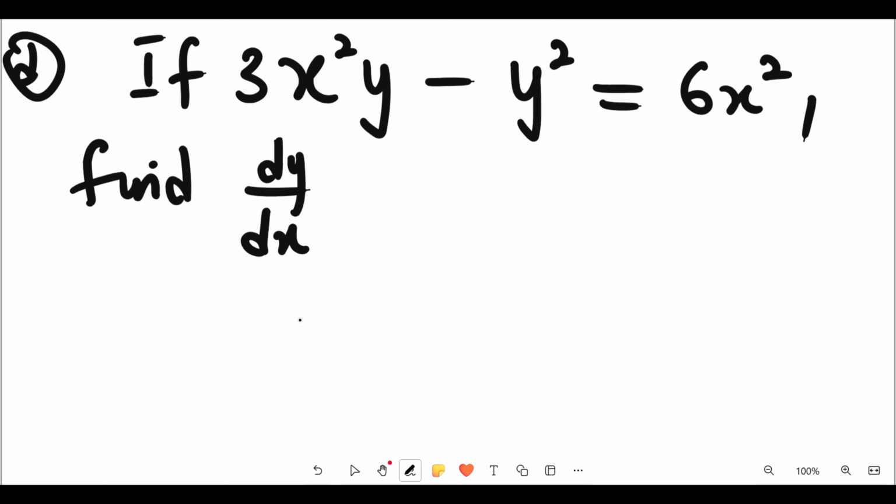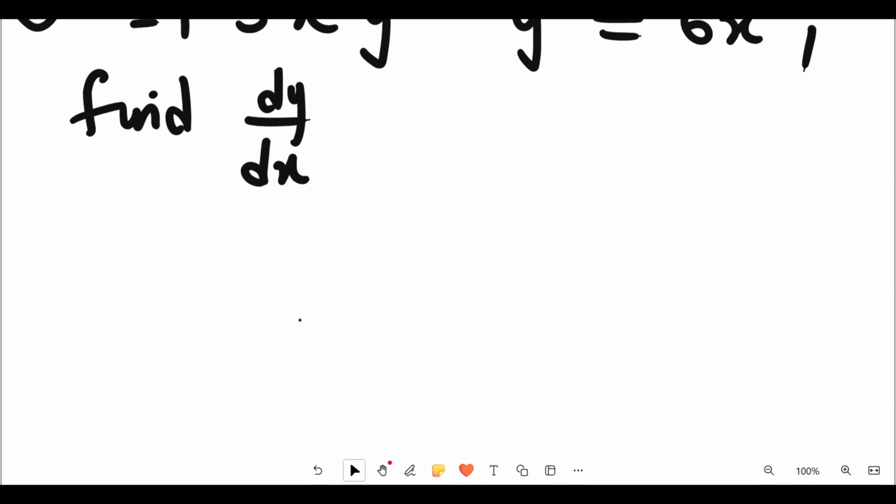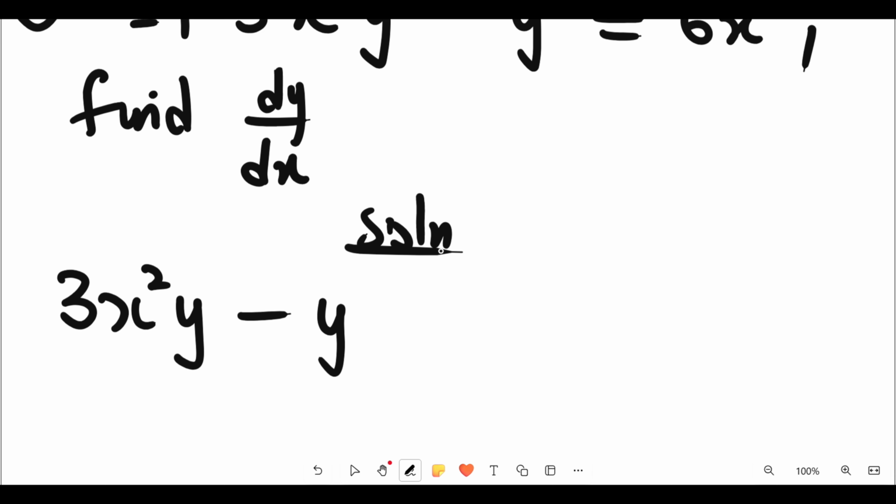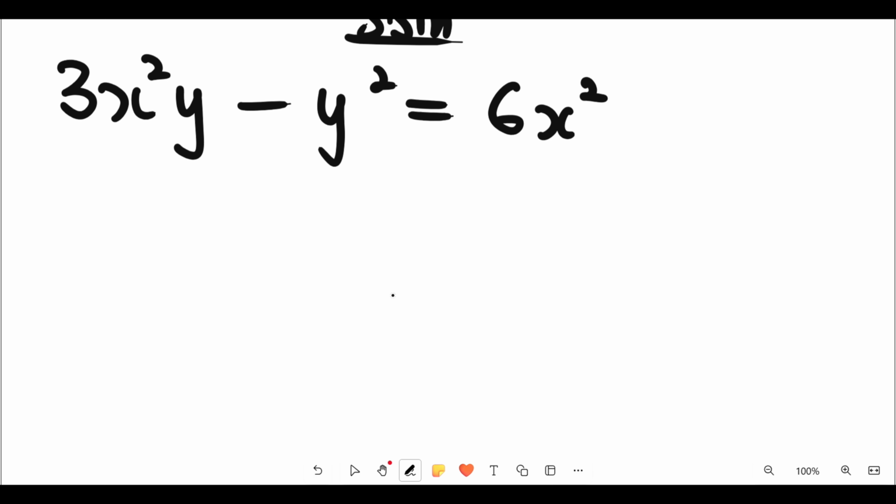All right. So you differentiate each of the terms in the given implicit function. We start with 3x squared multiplying y, but you can see that we have two different variables here. So we need to apply the product rule. Let us add our function again. We have our function to be 3x squared y minus y squared is equal to 6x squared.